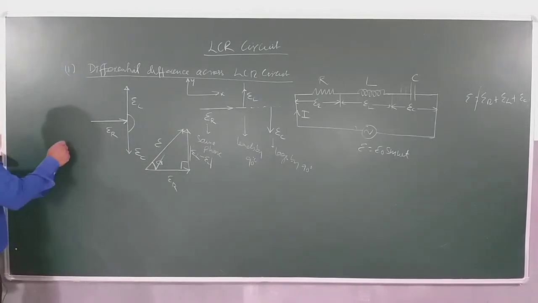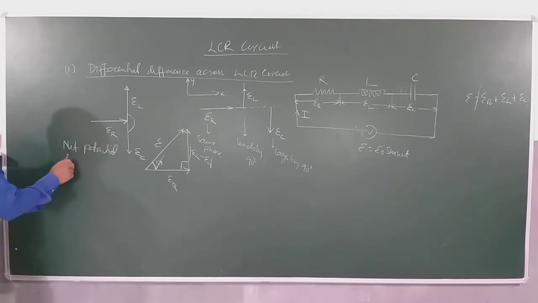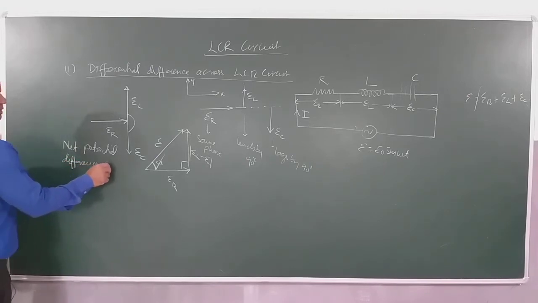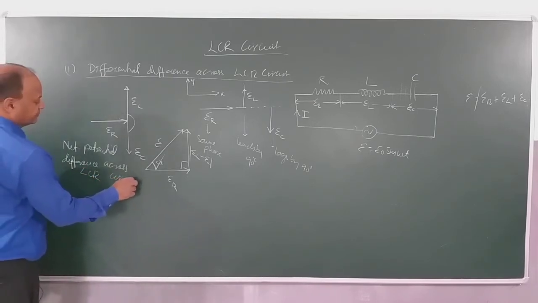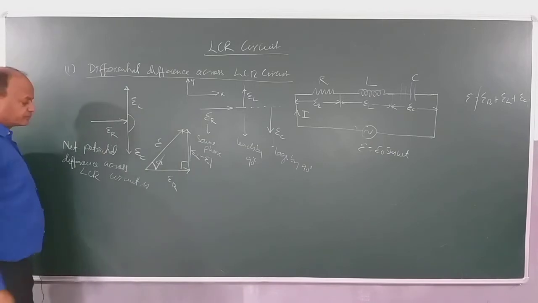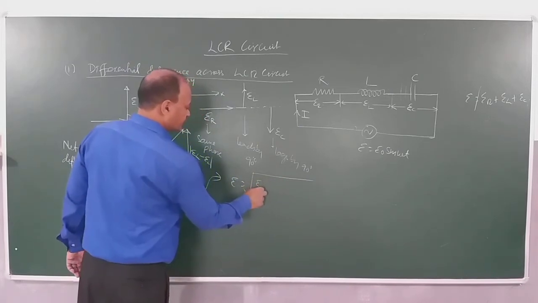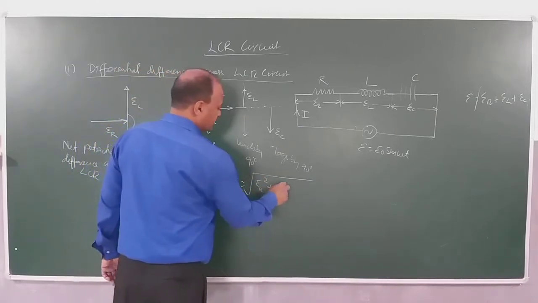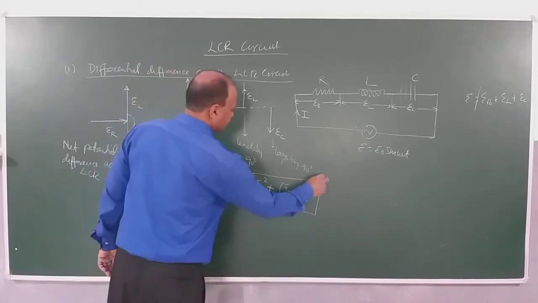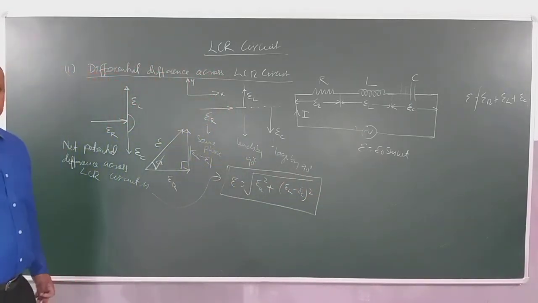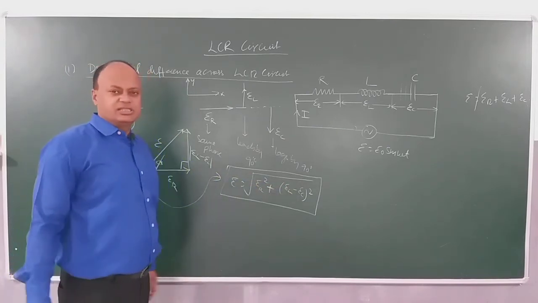So now we can find out that the net potential difference across the LCR circuit is E equals root over ER square plus EL minus EC whole square. Now this is a very important result, children. E equals root over ER square plus EL minus EC whole square.